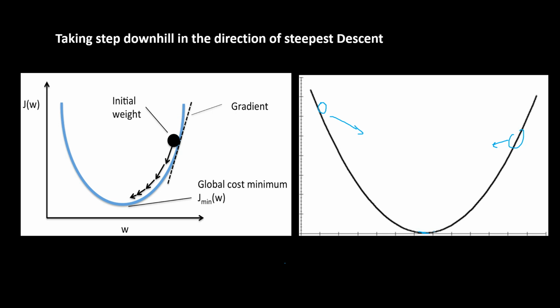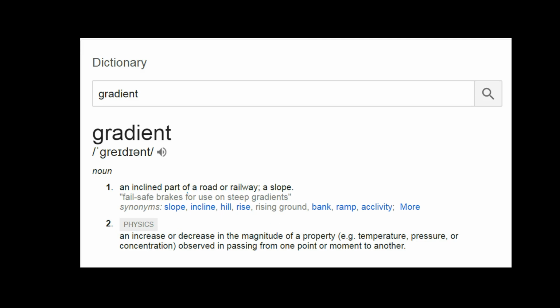Let's have a look at this small animation. Suppose you are here; step by step in gradient descent, over a number of iterations, you move down, down, down till you get to the best values of the parameters where the cost is minimum. This is another way, a slide from Andrew Ng. A gradient is an inclined part of a road or railway. Let's consider a gradient as a slope, and it measures whether there is an increase or decrease in the magnitude we are trying to measure.